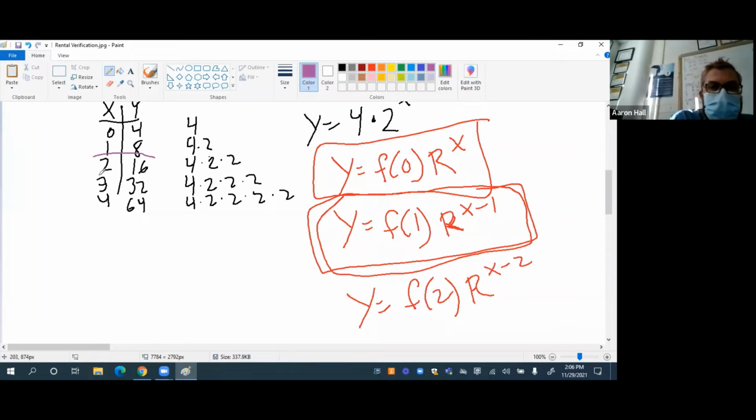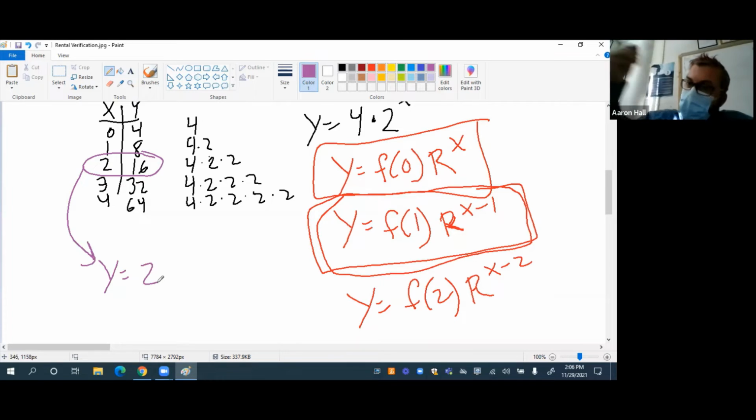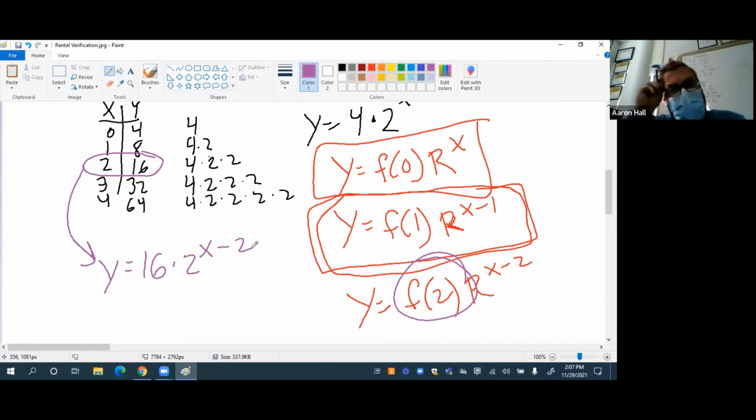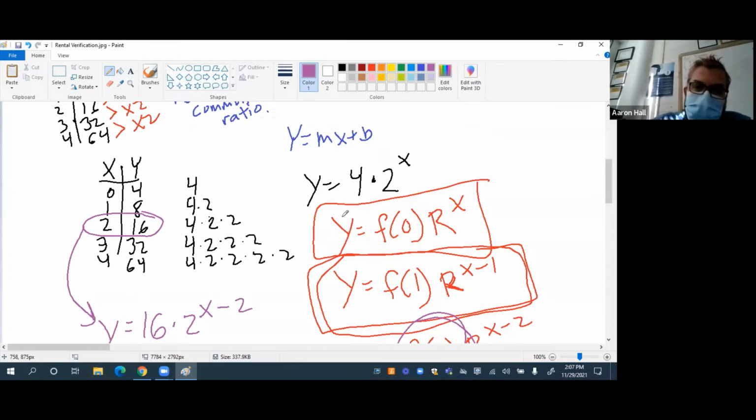Let's use our second term. Let's see if that actually works. So our second term is 2. So I have y equals 2 times r. R is the same thing. It's still that common ratio. So that would be 2. I'm sorry, I'm using the wrong one. This is our second term, and our second term in this case is 16. So I have 16 times 2 to the power of x minus 2, right? I'm making a claim that these are the same thing. Is there a way to prove it?